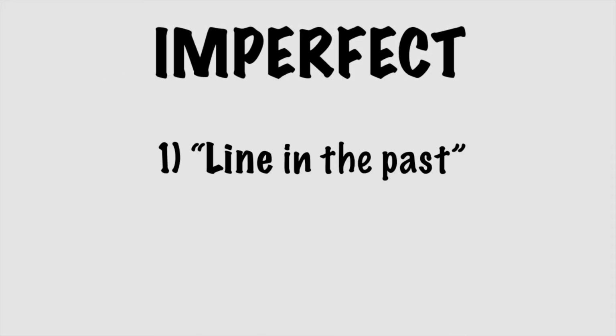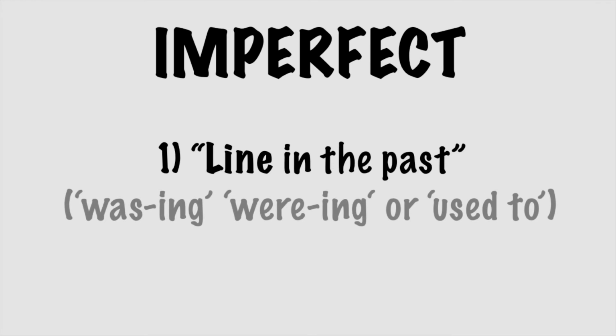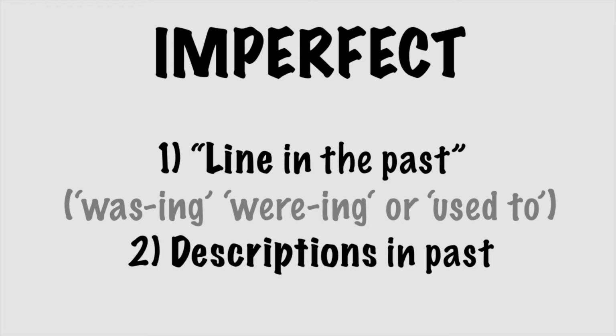To summarize, the imperfect tense is used with a line in the past when we're talking about something that was happening or something that we were doing, or repeated actions, things that we used to do. It's also used for giving descriptions in the past or setting the scene. Now that we've covered when we use the imperfect, let's take a look at how it's formed in Spanish.